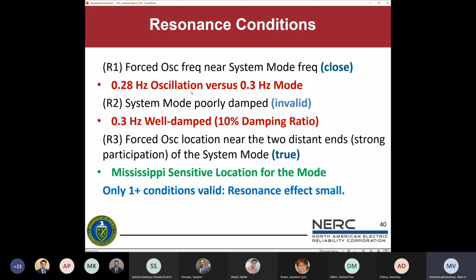We showed that the oscillation was in fact close in terms of the frequency. Fortunately, the good news was the mode was well damped. If it had been poorly damped, we would have had disastrous consequences, but the mode was well damped. And the location was a sensitive one, which is why the oscillations were seen throughout the eastern interconnection.